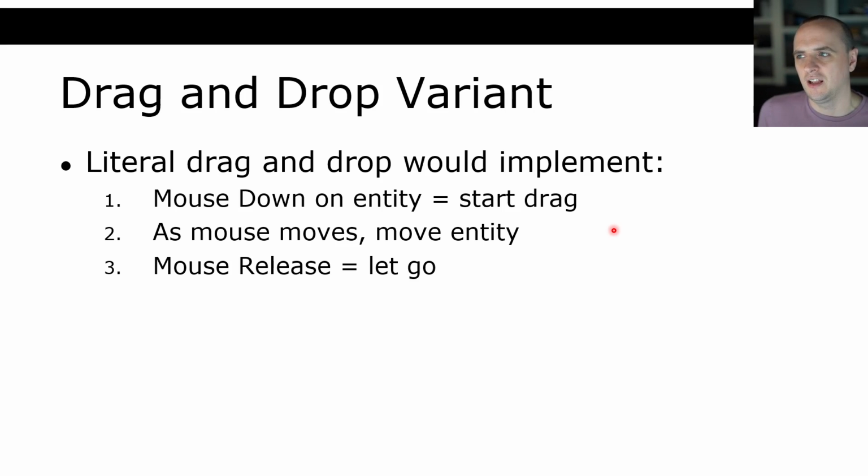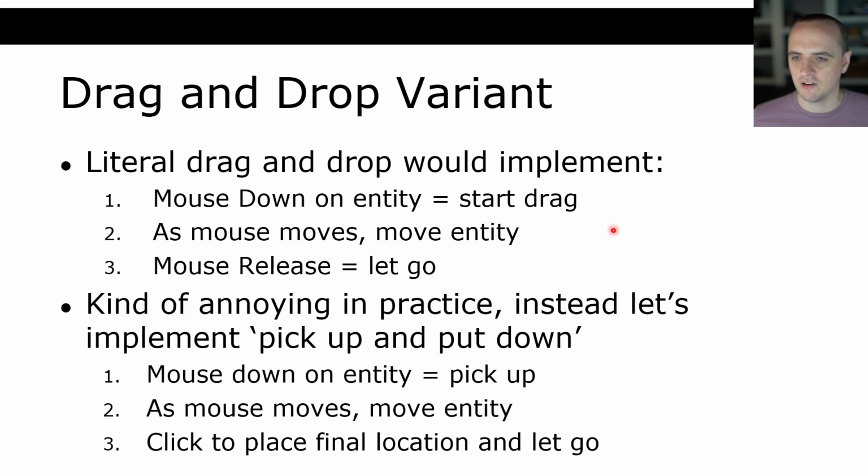That ends up being a little bit cumbersome because when you're trying to fine tune the placement of something, you actually don't want to have to hold the mouse button down for so long. So here's the variant that I'm going to implement during this lecture. So instead of drag and drop, we're going to implement pick up and put down, okay? When we click the mouse down, we're going to pick up the entity. As the mouse moves, we move the entity with it, and then we're going to click on the final location and just let go. So it's sort of picking it up, moving it, and then putting it down.